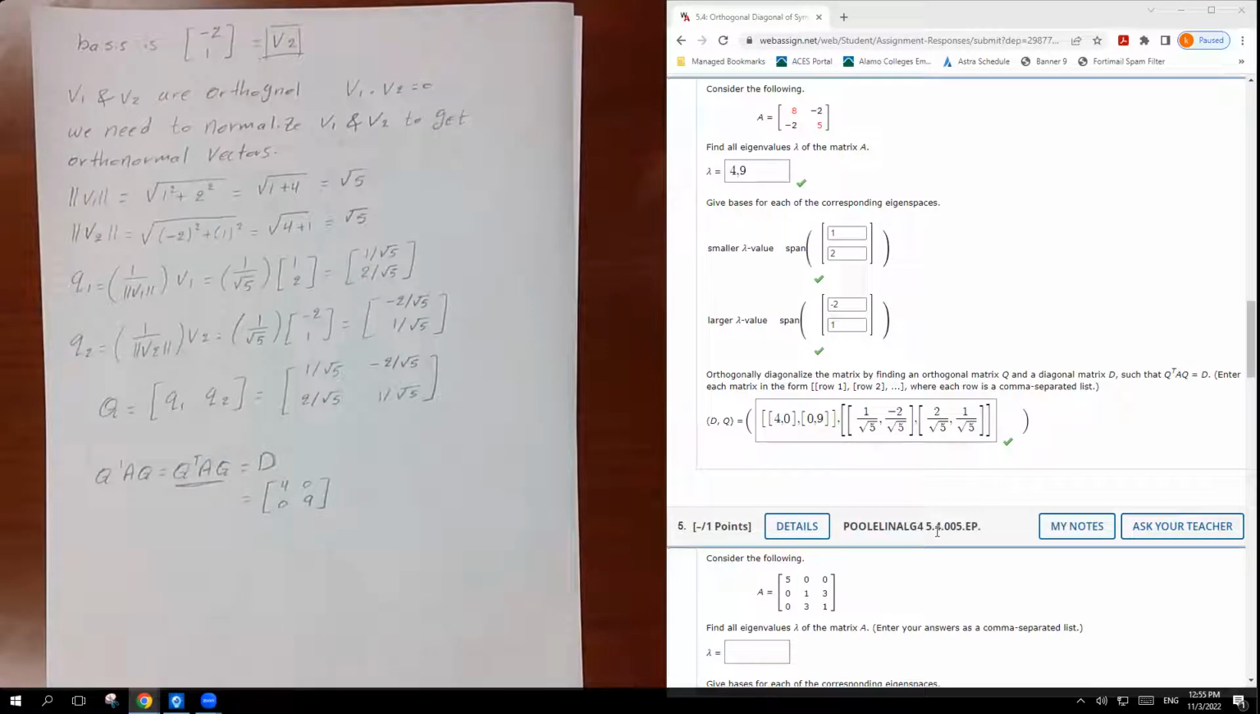So example 5, and I think example 6 is going to be exactly like examples 1, 2, 3, but you're going to take 3 by 3 matrices.